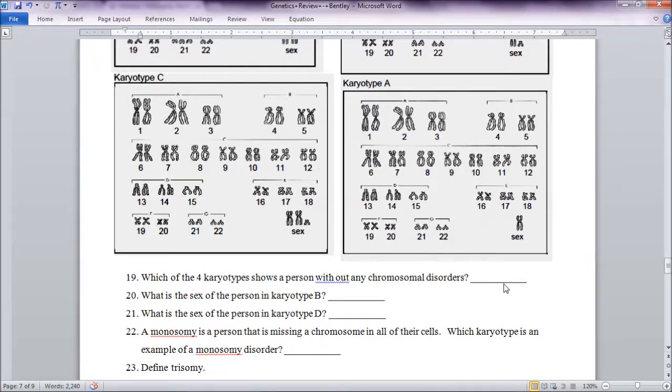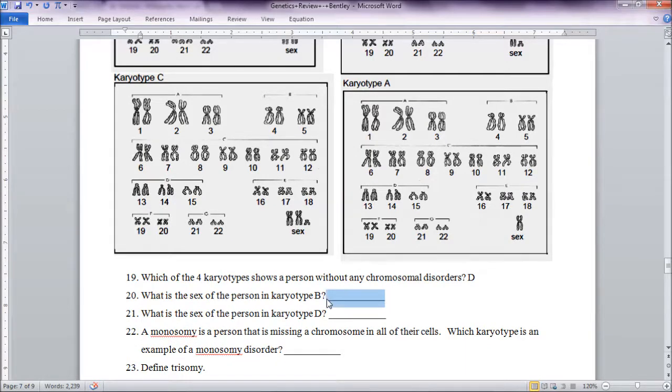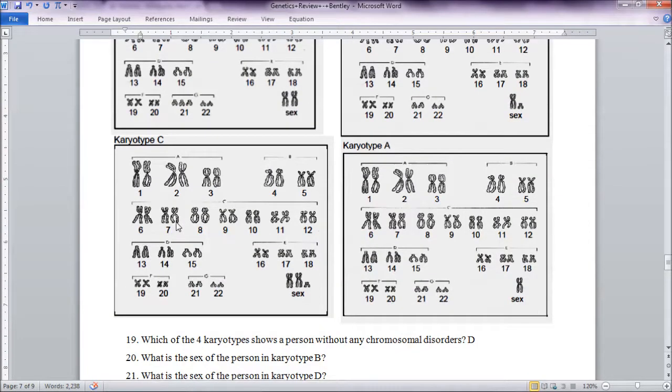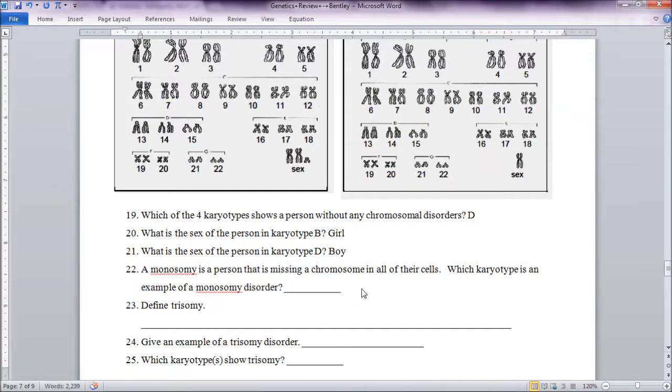Okay, so of the four, which person shows a person without any chromosomal disorders? D. Must be, in a boy, a disorder. Just saying. We're a bit weird. So the sex of a person with karyotype B: they have two X's. They're bigger. That's how you can tell they're X's. So that must be a girl. Girls have two X's. The sex of karyotype D is a boy because it's got an X and a Y.